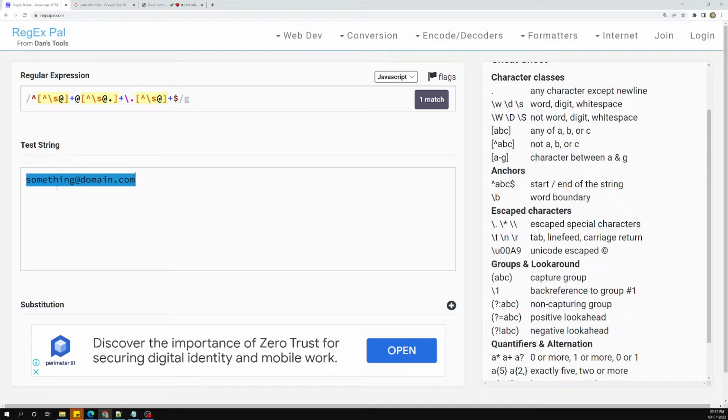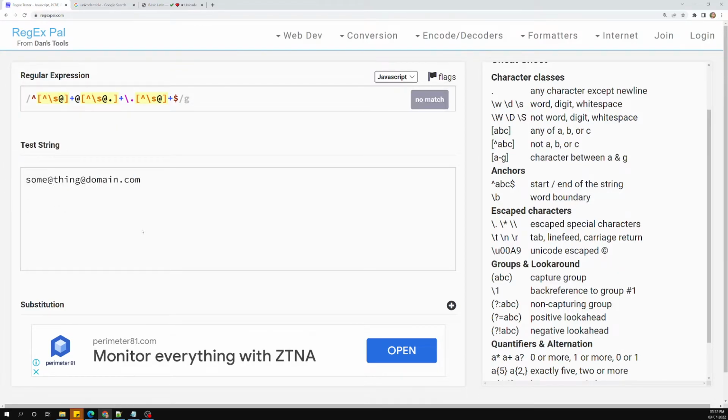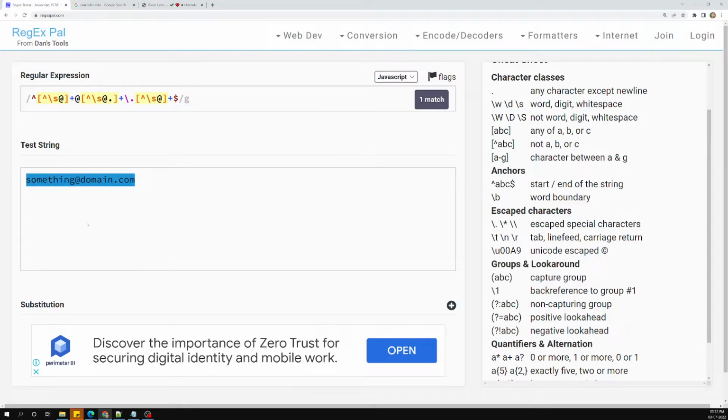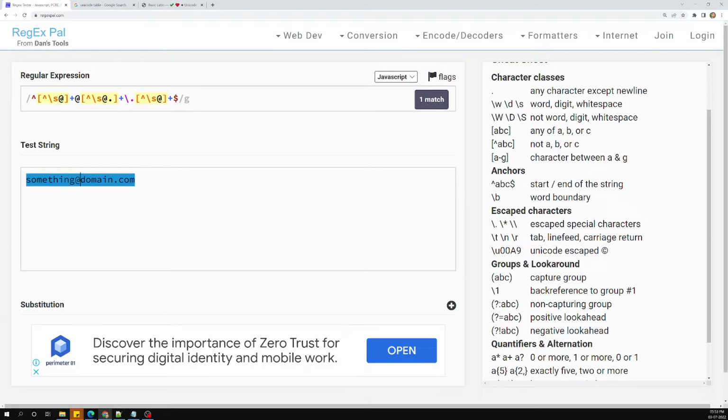Here in the first part, it should not contain any space or at the rate. So if you try to mention any at the rate, this one will not match. If you try to mention any space, this one will not match. If you try to mention a dot, this one will match, not a problem. Now this one is correct. Now at the rate, if you don't have an at the rate, this one will not match.